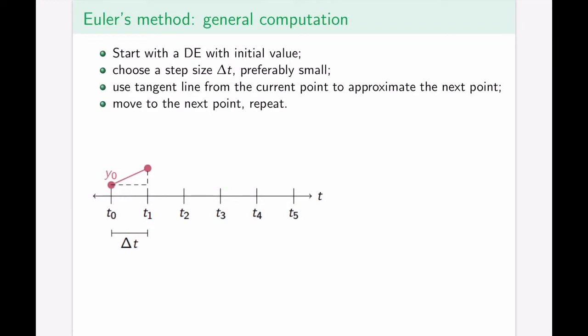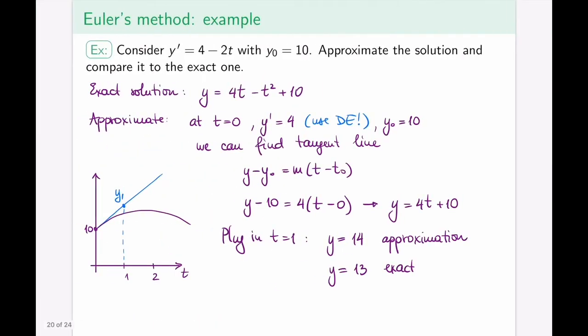What we always follow are these steps over and over again. We start with a differential equation with some initial value. It doesn't have to be at 0, but it usually is. We ourselves get to choose the step size that we will call delta t. It's preferably small, the smaller the better, because smaller step size will produce a better approximation. In the previous example, we chose the step size of 1, but it can really be anything.